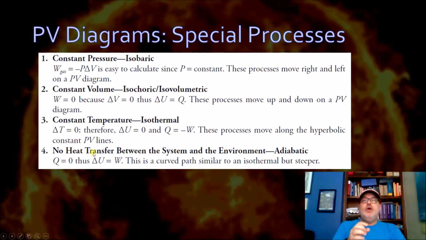Now our last one is one where Q is 0, where there's no heat transfer. This is usually a very fast process or a well-insulated process, so that no heat can transfer in or out of the system. And so therefore, delta U equals the work. This is a curved line just like an isotherm. You can tell that it's different, one, because it's steeper, but also if you take the PV values on, say, the ends of that curve, you can see that they're not the same PV value. Whereas on an isotherm, if you take a PV value anywhere along that curve, it'll always equal the same number.